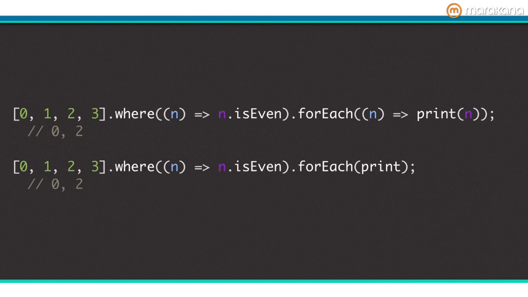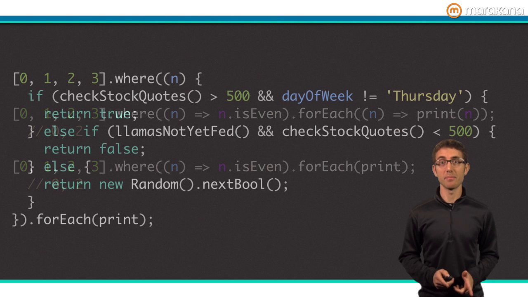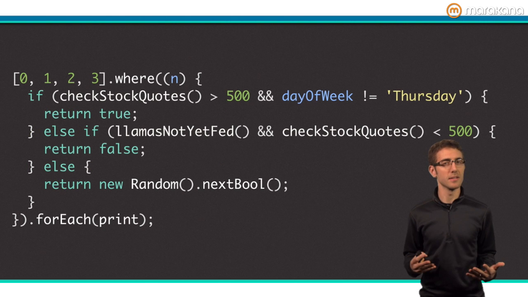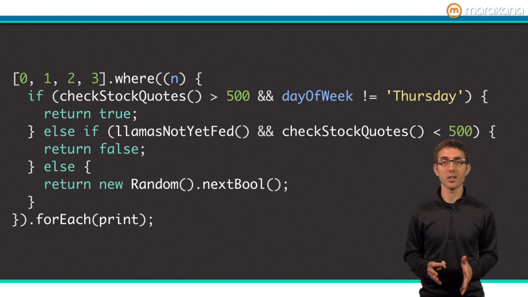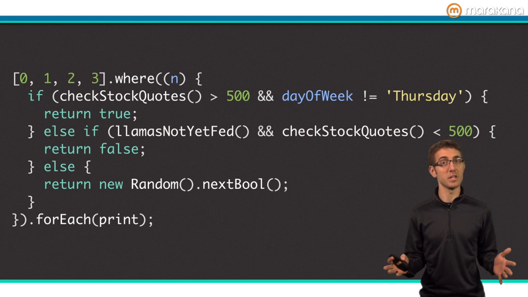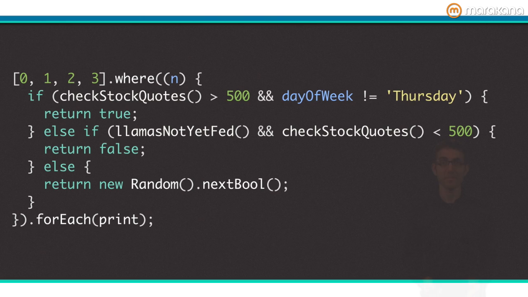Here's an example of filtering a list of numbers down to only even numbers and then printing them all out. This works because forEach wants to be passed a single function that takes a single argument. Print just so happens to be a function that takes a single argument. Ta-da! Building on this example, let's say you need to filter on a complicated condition. You could write the code this way, but yuck, that's a big complicated chunk of code in the middle of an otherwise pretty line. Surely we can do better.